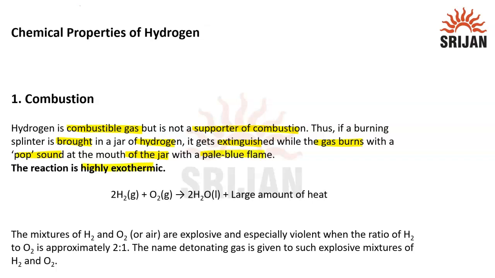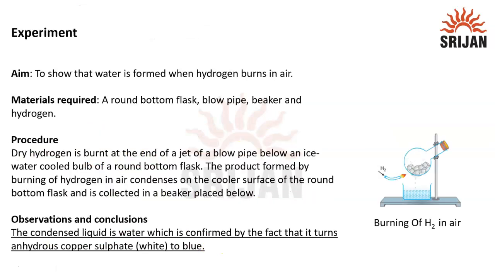The reaction is highly exothermic. So what happens when hydrogen reacts with oxygen? It forms water simply, and a large amount of heat is evolved. The mixtures of hydrogen and oxygen, or simply we can say air, as in air we have a lot of oxygen, are explosive in nature and especially violent when the ratio of hydrogen to oxygen is approximately equal to 2:1. The name detonating gas is given to such explosive mixtures of hydrogen and oxygen.